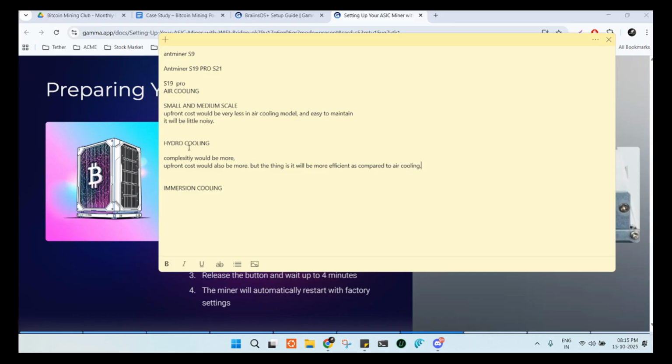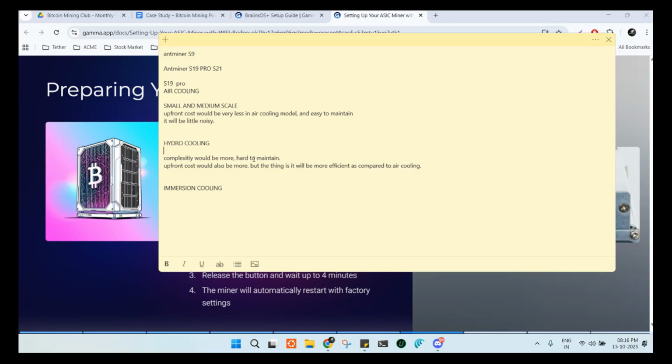So what does it mean? It means if you're using hydro cooling, yes, the upfront cost would be more, even the complexity would be more, but it will be more efficient. So how much power it is consuming and how much terahash it will be generating, compared to the air cooling, the hydro cooling would be much more efficient. But the upfront cost would be more, and it is even harder to maintain, or the maintenance cost would also be more.